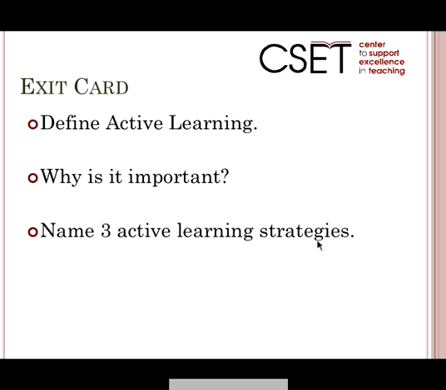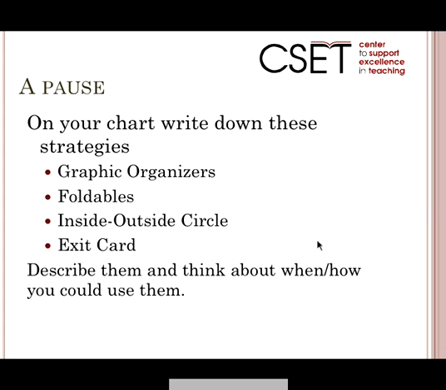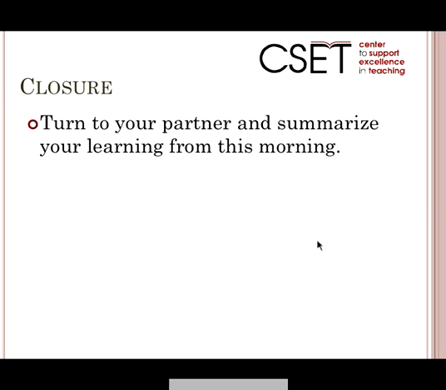So here's an exit card for these folks. They're going to define active learning, why it is important, and 3 active strategies that we learned today. So that will give them an experience of an exit card. So then they're going to take a moment and fill out their chart. And then the closure for today's lesson is they're going to turn to their partner and summarize their learning from this morning. And that wraps up day 4. All right, thanks.